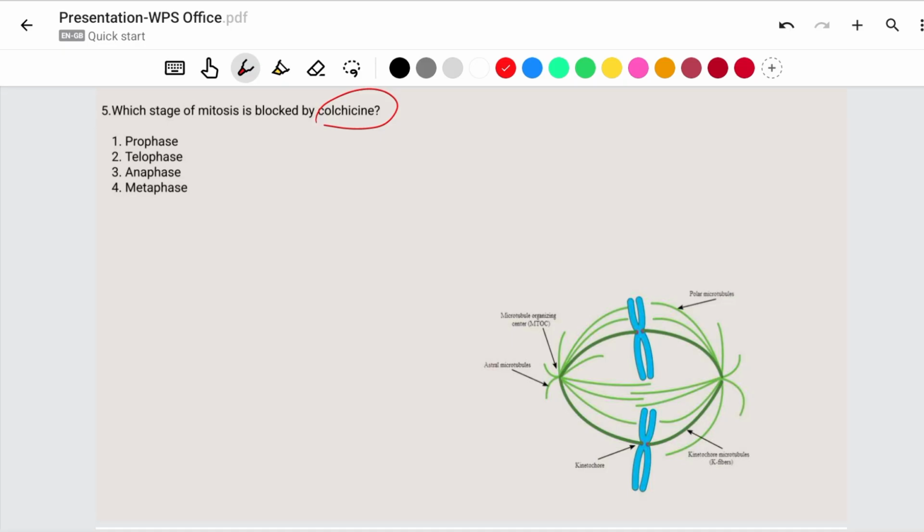The next question is asking about the activity of colchicine. Which stage of mitosis is blocked by colchicine? So far this is the last question for our today's session. Before going in depth, we should know what colchicine is. Colchicine is an alkaloid type of secondary metabolite.